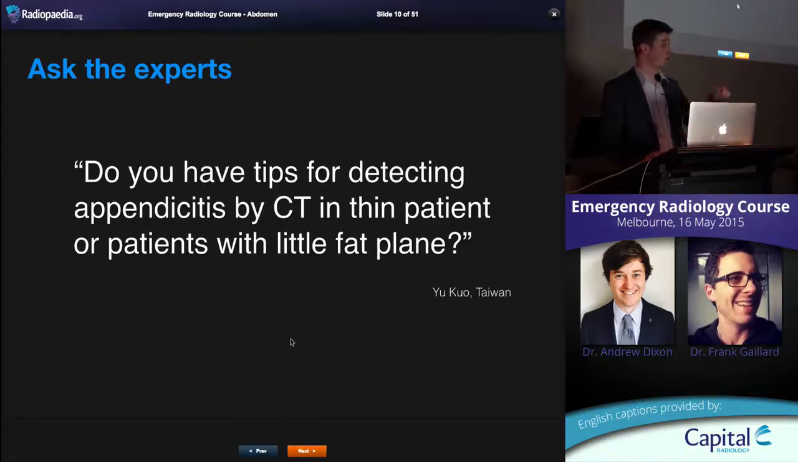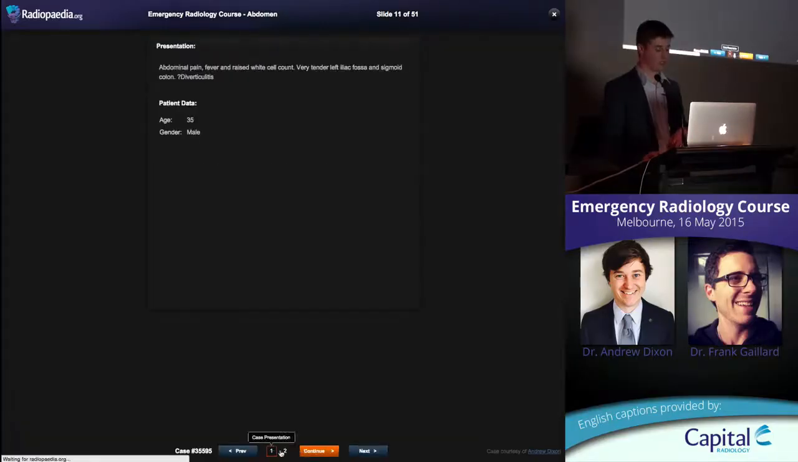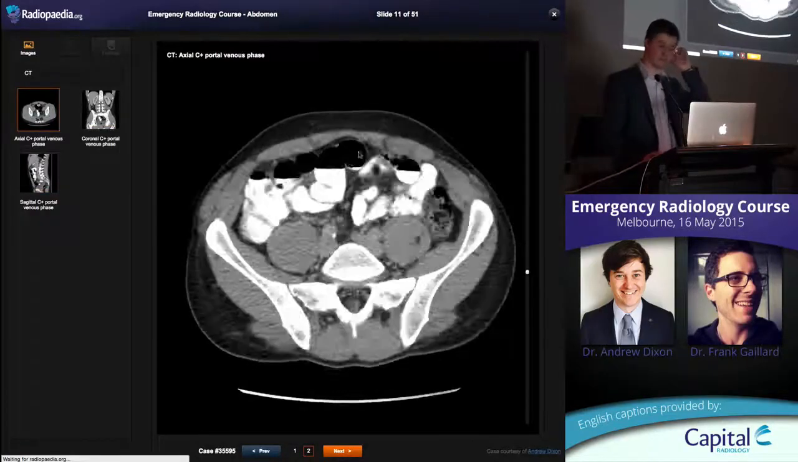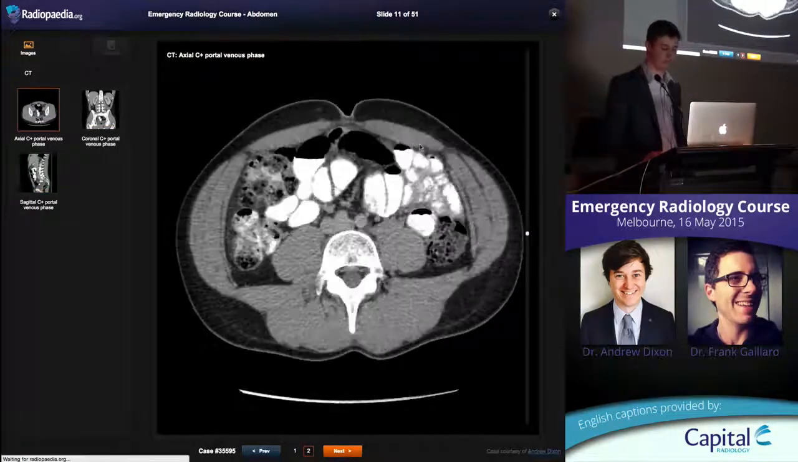The other thing is what I've just told you, finding the ileocecal junction, dropping down a couple of centimetres, finding where the appendix is likely to be arising. The third one, here's a case of a patient, 35-year-old male, tender left iliac fossa, and they were looking for diverticulitis. All right. So this was a case that was missed by one of our registrars.